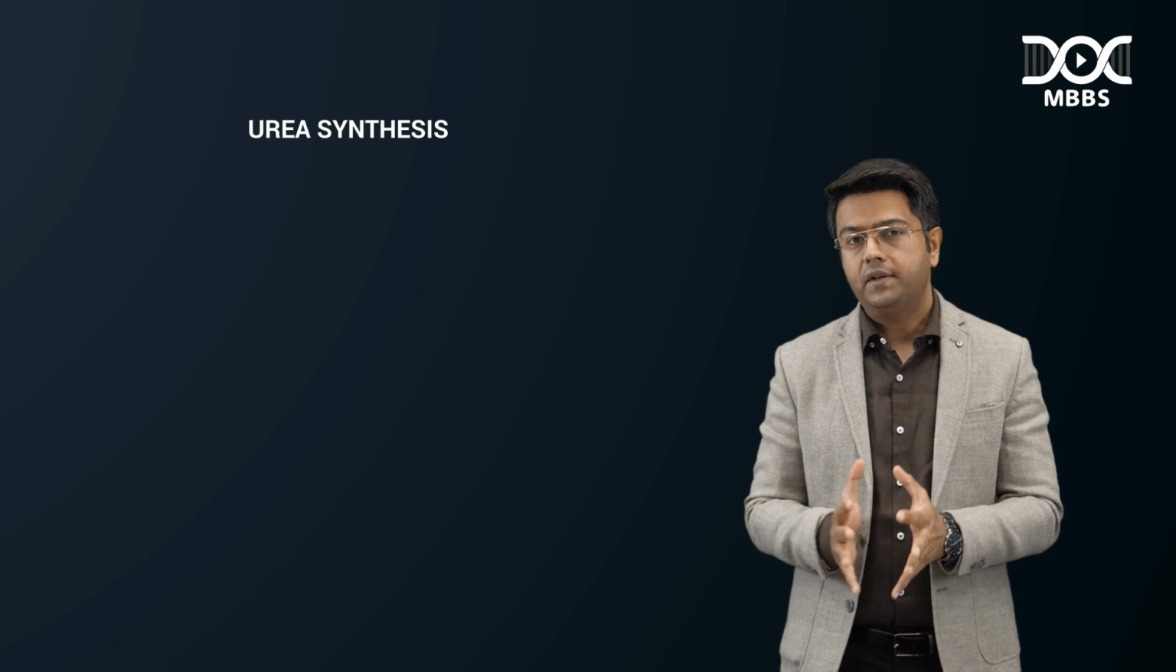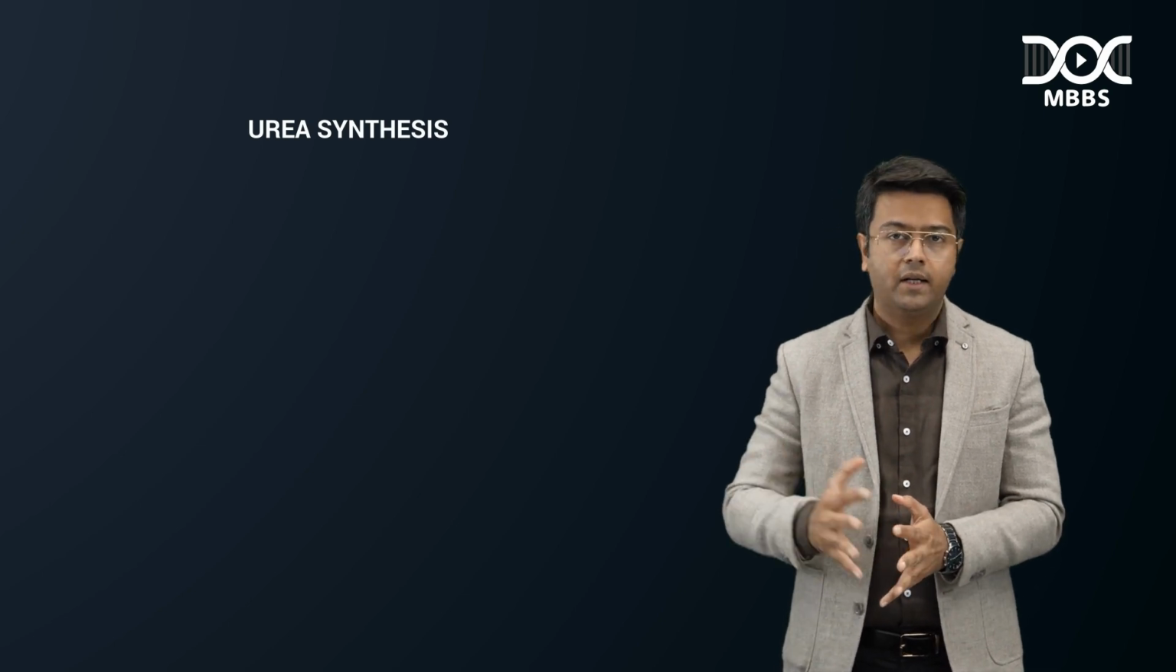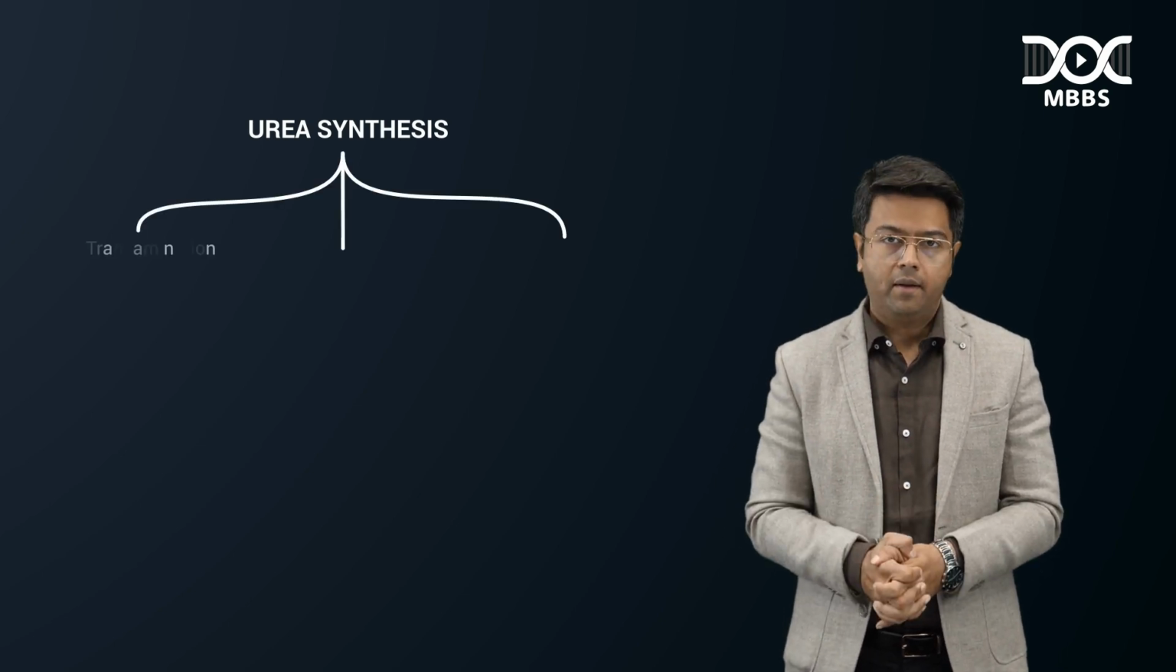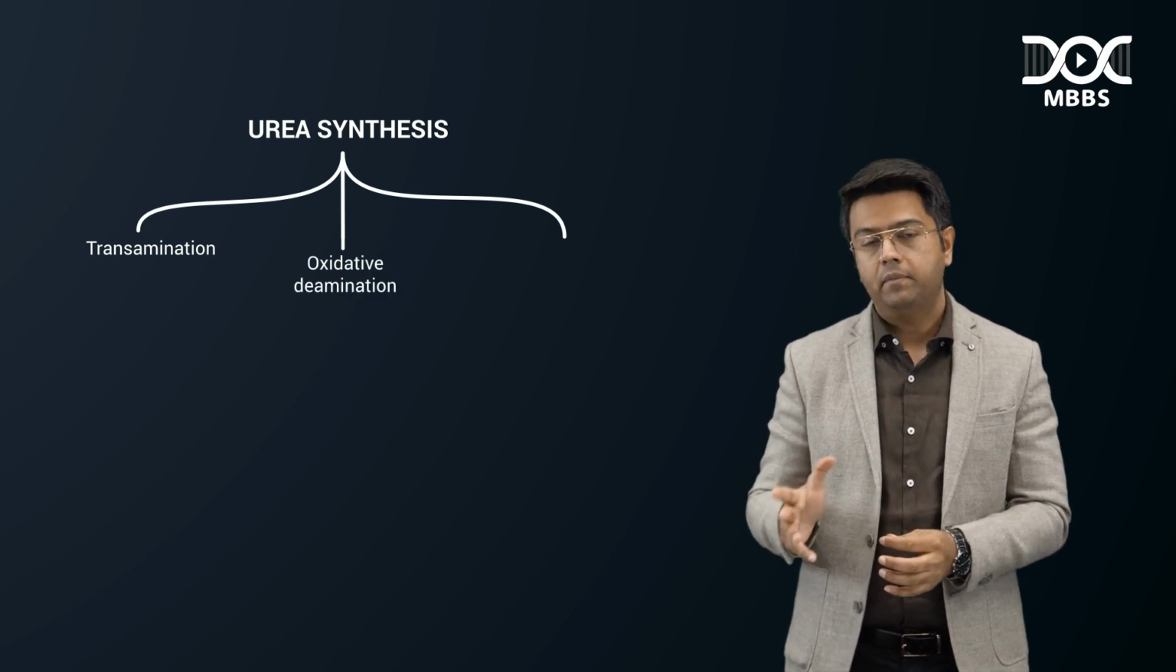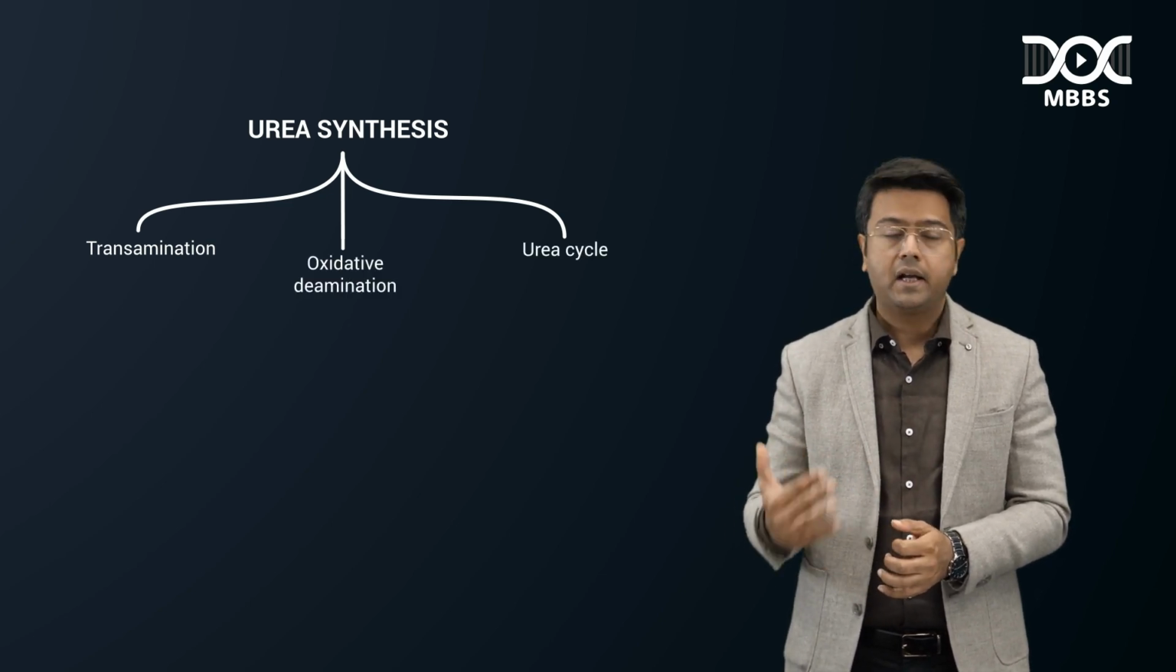Right, guys? So, urea synthesis happens in three steps. Number one, transamination. Number two, oxidative deamination. And number three is the urea cycle itself.